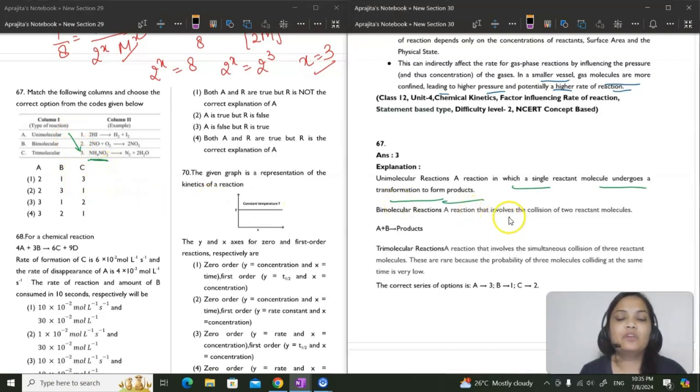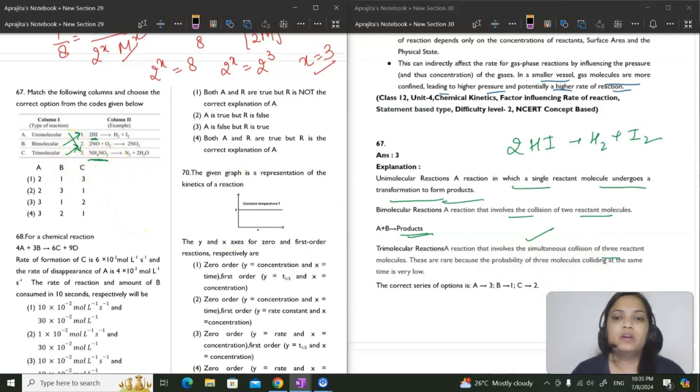Okay, bimolecular, again there will be 2 reactant molecules. Here I am having 2 HI molecules, so it's a bimolecular reaction. And in a trimolecular reaction there will be collision of 3 reactant molecules. So that is 2NO plus O2 that is given. So A3, B1, C2 is the answer, which is option number 3.